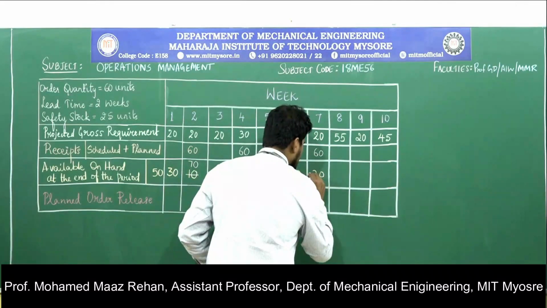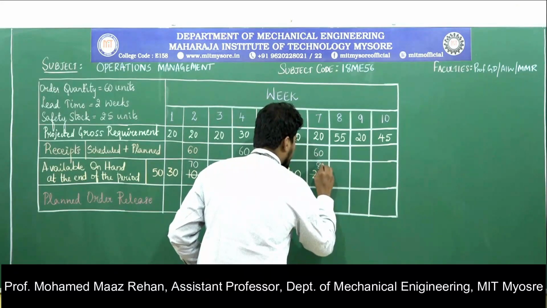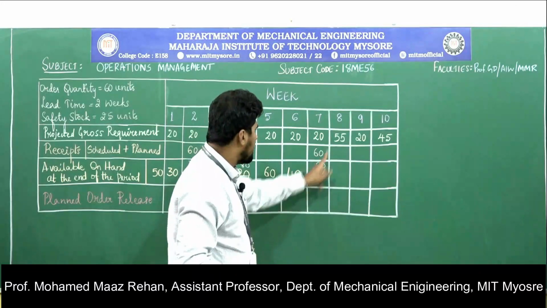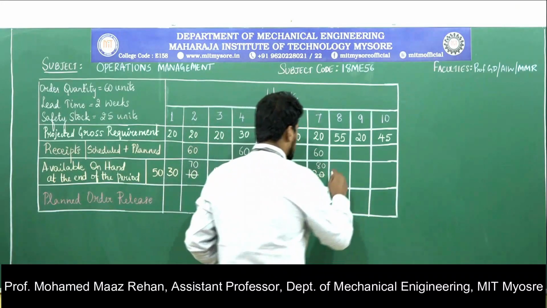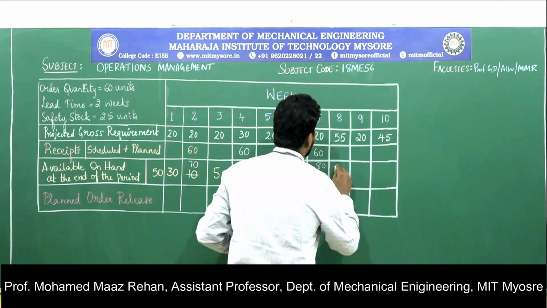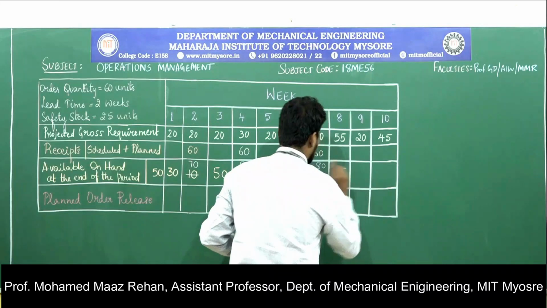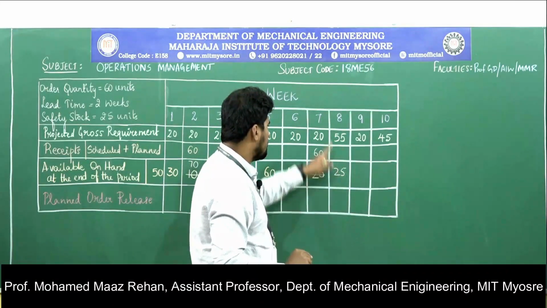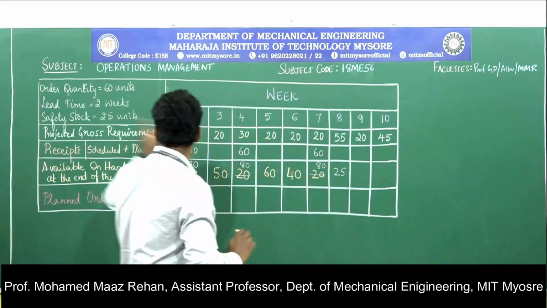So this is 20 plus 60, that gives 80. So on hand you have 80 units here. 80 minus 55 is 25. Okay. So 25 plus 55, that is 80. Okay. So again 25, it is satisfying.